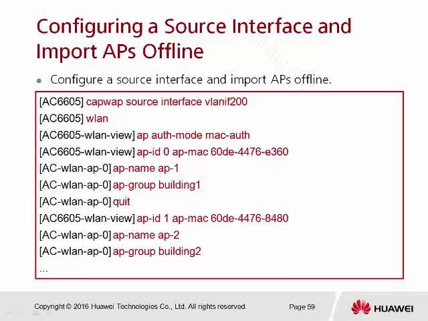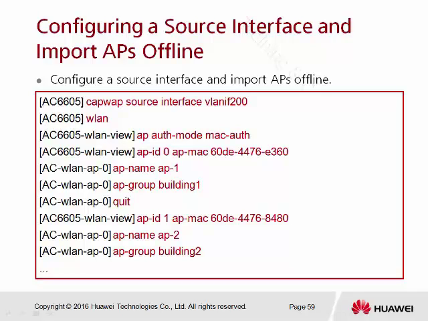Then after that, we go into the WLAN view using the command WLAN. Then use the command AP space authenticate mode space. For this authentication, they support 3 different authentication types. So we can use no authentication. That means as long as the AC is able to receive the CAPWAP discover from the AP, you do the auto register. We don't need to do any authentication at all.